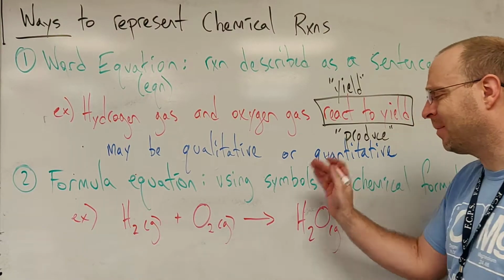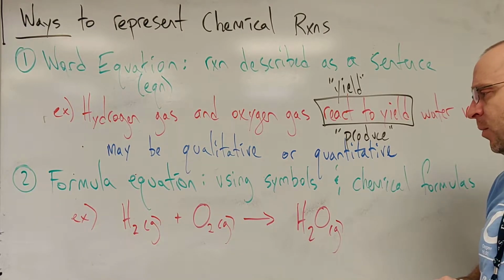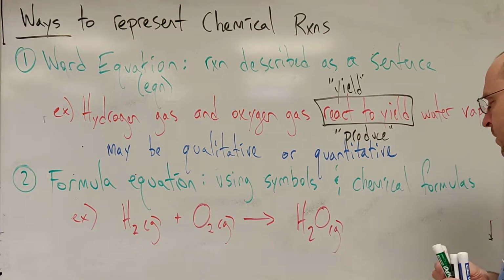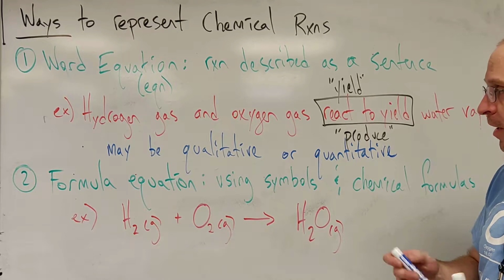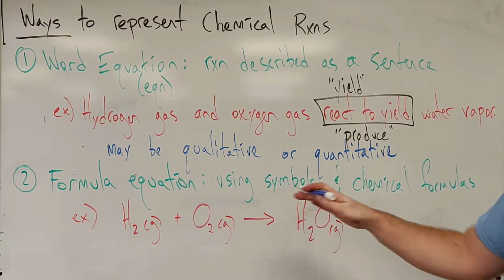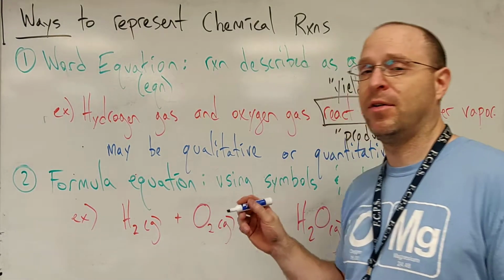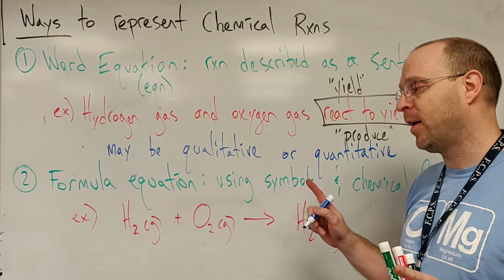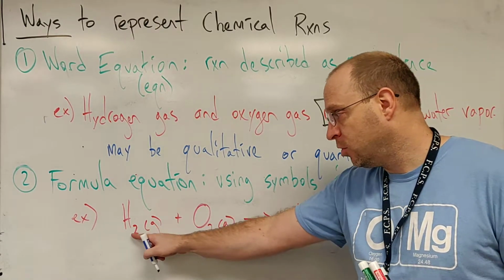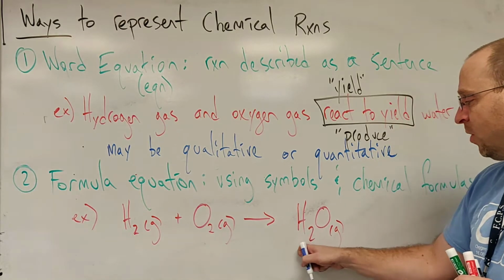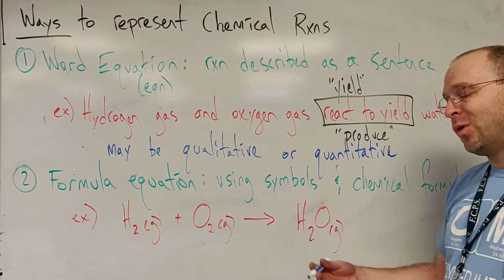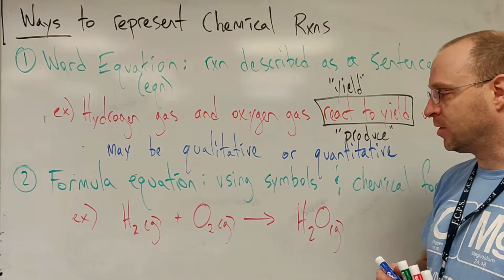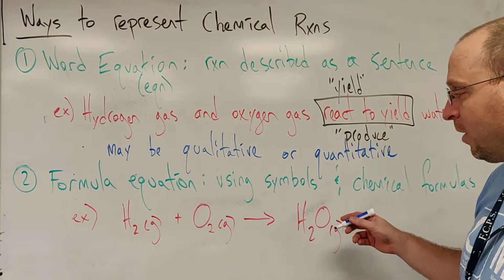All right, and over time that water vapor will condense as liquid water, but that's not a super big issue for us. So this, again, may be qualitative, and the formula equation is generally going to be qualitative. And the problem with that is, if you look, like 2 hydrogens, 2 oxygens, 2 hydrogens, 1 oxygen, like we broke the law of conservation of matter, which isn't really acceptable. So we're going to have to deal with that.